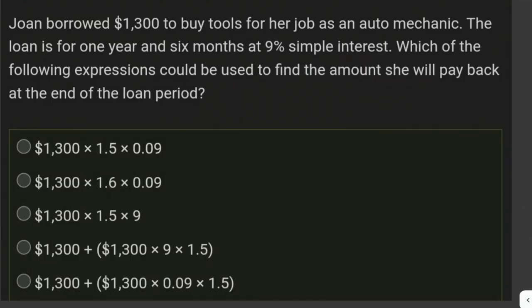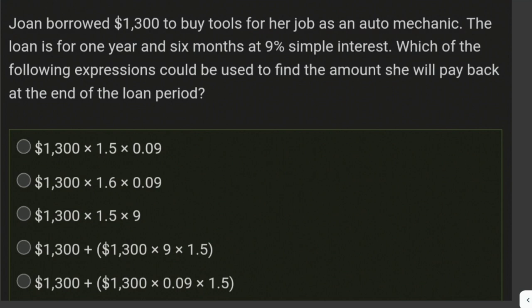Right, let's solve another problem. Joan borrowed $1,300 to buy tools for her job as an auto mechanic. The loan is for 1 year and 6 months at 9% simple interest. Which of the following expressions could be used to find the amount she will pay back at the end of the loan period?